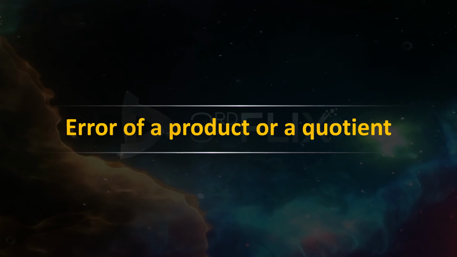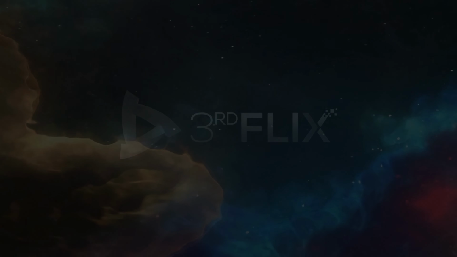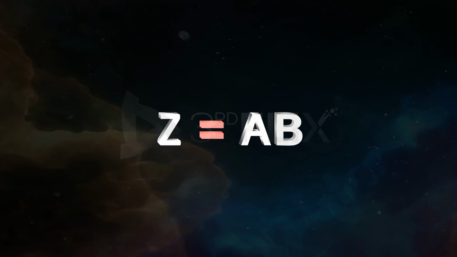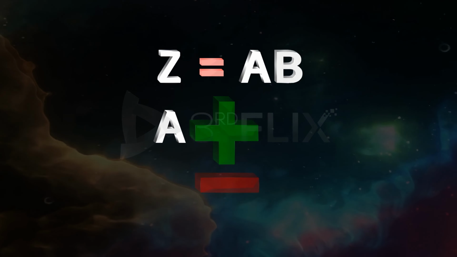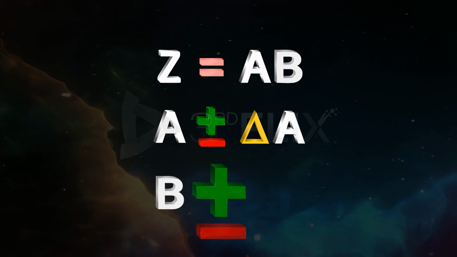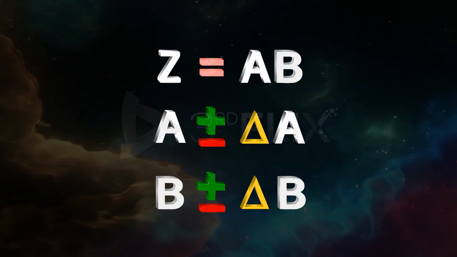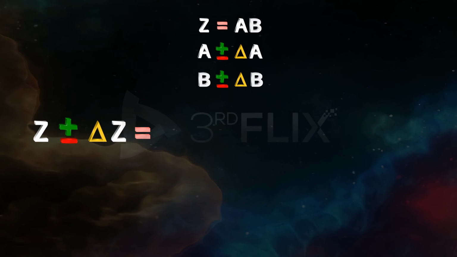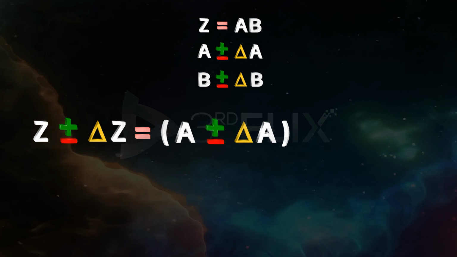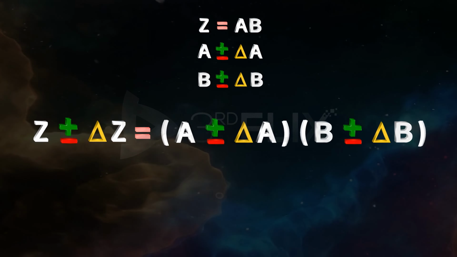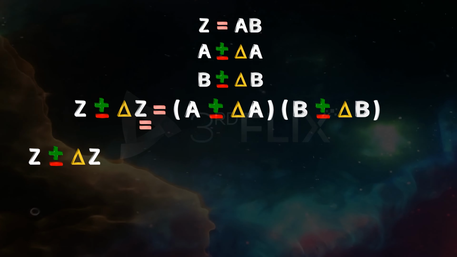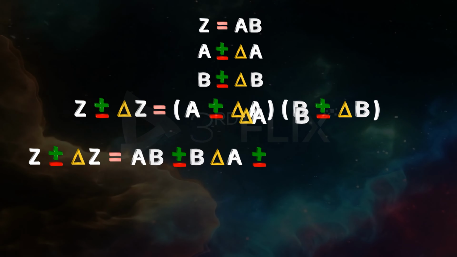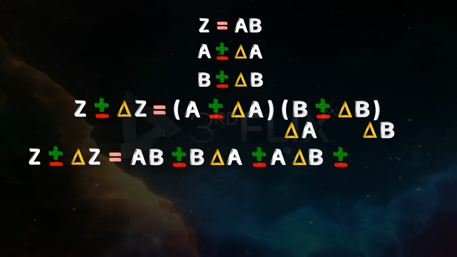Error of a product or a quotient. Suppose Z is equal to AB and the measured values of A and B are A plus or minus delta A and B plus or minus delta B. Then Z plus or minus delta Z is equal to A plus or minus delta A into B plus or minus delta B. That is equal to AB plus or minus B delta A plus or minus A delta B plus or minus delta A delta B.